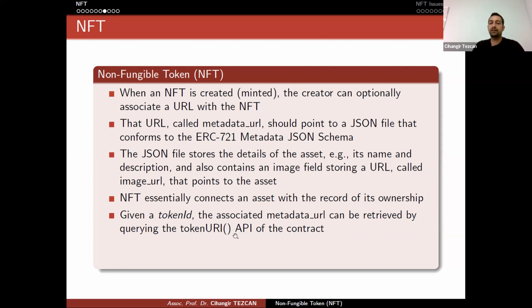So you can go to Etherscan and look at the smart contracts of famous marketplaces. And if you're interested in a token, just learn the token ID, put it here, and you will see the URL of that token as well.